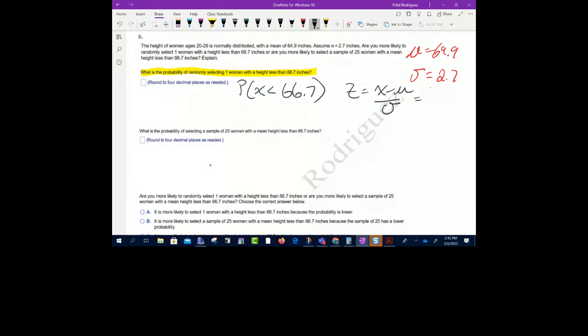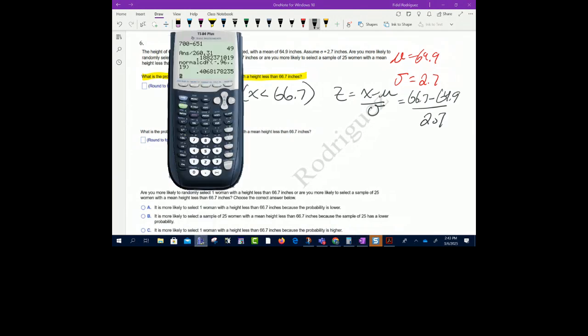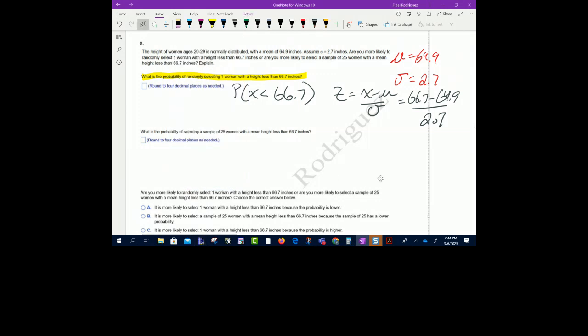Remember, my X value here is 66.7 minus 64.9 divided by 2.7. Okay, let's do that. 66.7 minus, we said our average was 64.9, and we're going to divide that by 2.7. Okay, and 0.67. So what we're trying to figure out is the probability that our z-score is smaller than 0.67, right? Remember, y'all, normal CDF, we're going to the left.